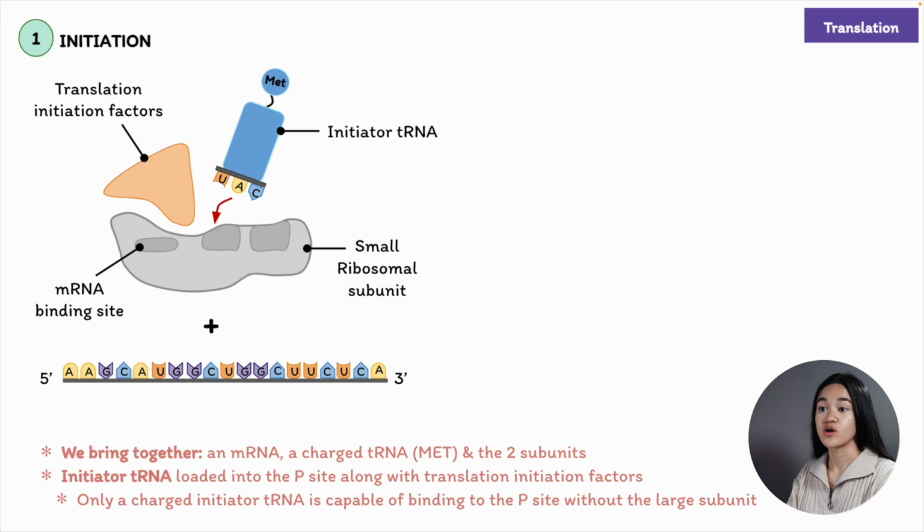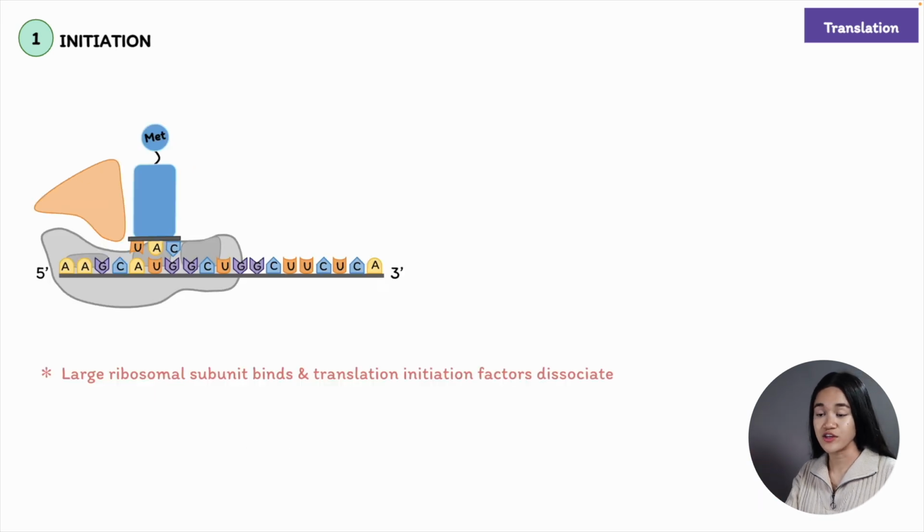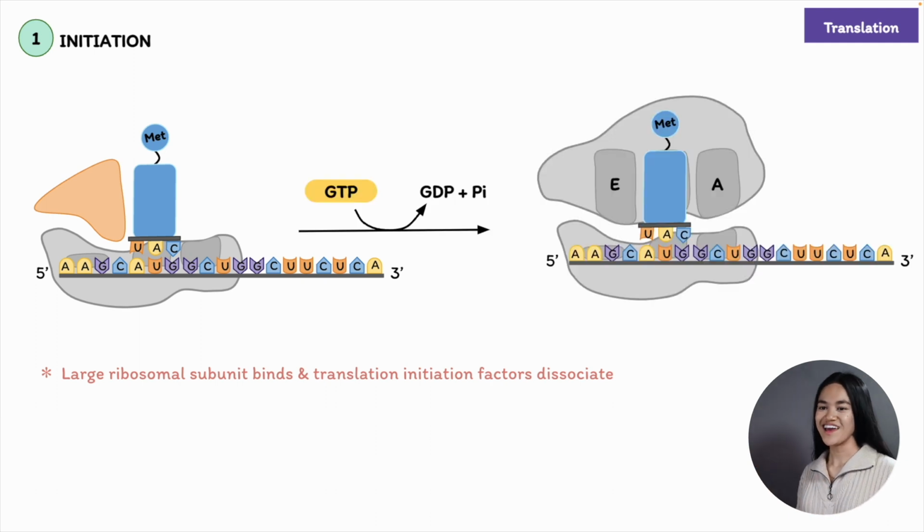Then, the small subunit loaded with the initiator tRNA binds to the 5' end of an mRNA molecule, to the 5' cap of the mRNA. And then it's going to move downstream along the mRNA in the 5' to 3' direction until it reaches the AUG start codon. When the start codon AUG is recognized by the initiator tRNA, several of the initiation factors dissociate from the small subunit to make way for the large ribosomal subunit to bind and complete the entire ribosome. And there's a name for this.